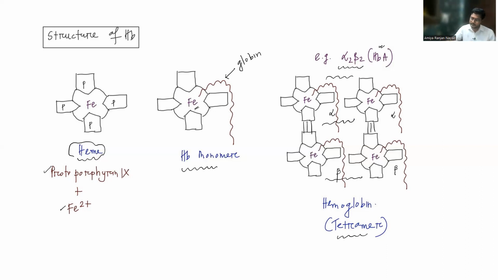And in adults, the most common hemoglobin, hemoglobin A, that is alpha 2, beta 2, is composed of 2 dimers of alpha beta. So one alpha beta heterodimer will form bonds with another alpha beta heterodimer, and they will ultimately form this alpha 2 beta 2.